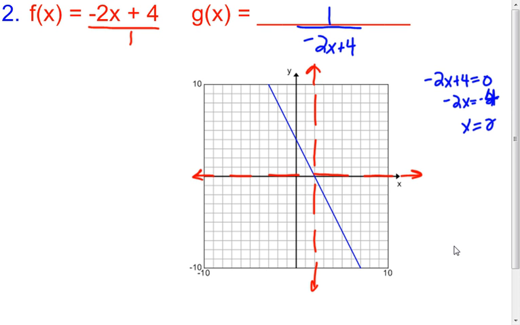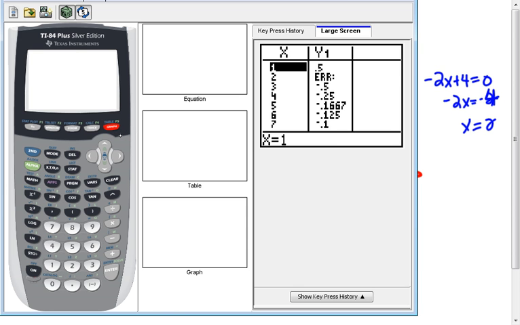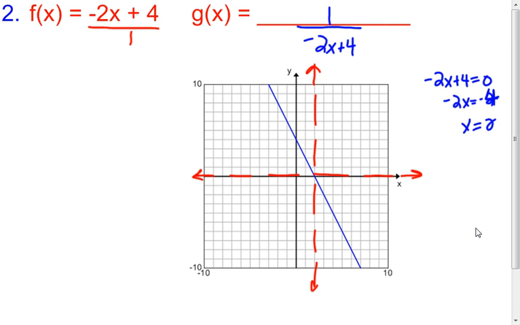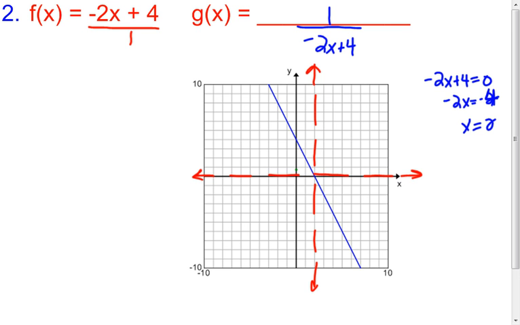And then I will get some specific points to plot from my calculator here. So I will go to my table, and I'm going to get just a couple points on either side of that asymptote. So I'm going to plot 0.5 and 1.5. Sorry, I think I messed that up. What was it? 0.25 and 1.5. Okay, and so just kind of sketch them in, and we can go from there.